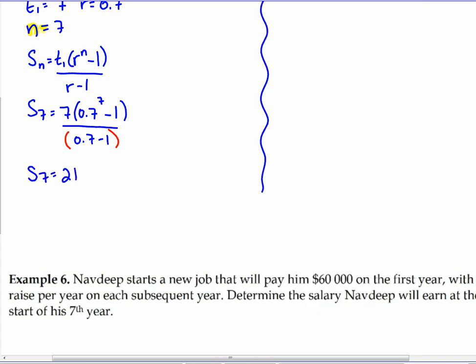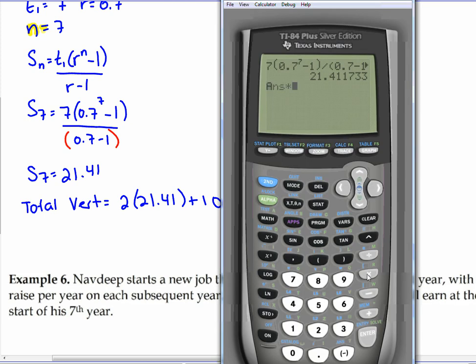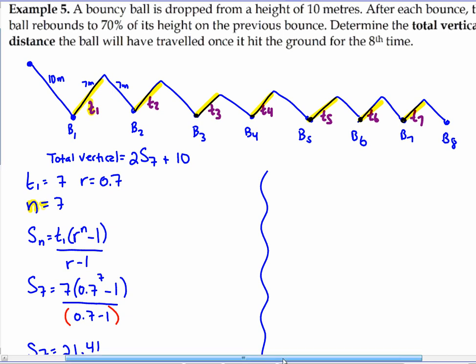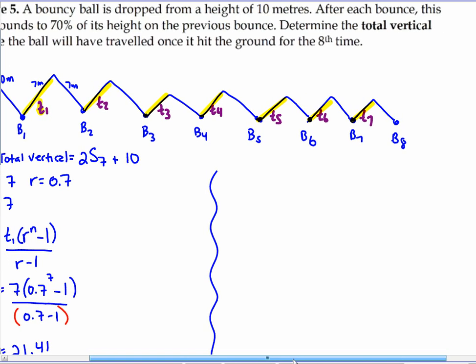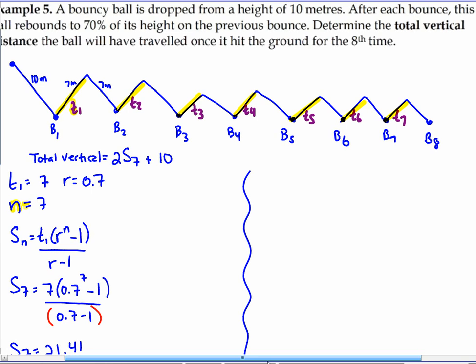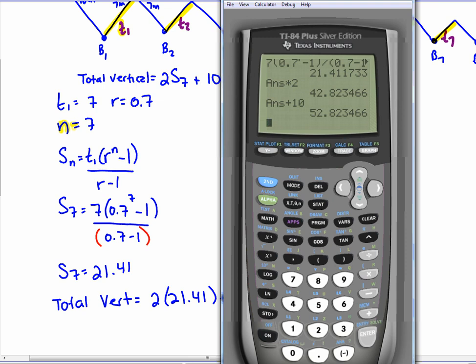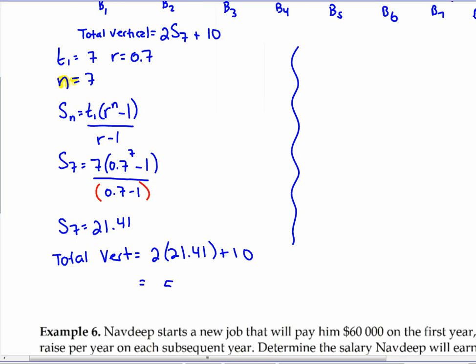Did you get the same thing, if you typed it in? So to get our total vertical, it would be twice that plus the original 10 that we fell. So times 2 and then plus 10. Did it say any rounding instructions? Nearest 10th? No, it didn't. I guess nearest 10th. So that is 52.8. Okay? 52.8 meters.